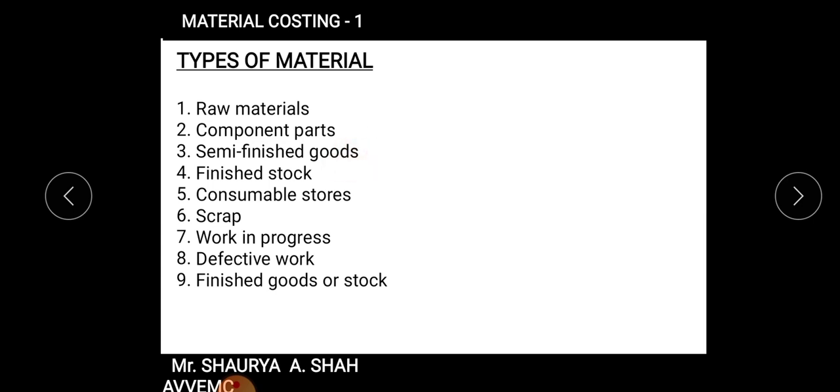Finished stock. Once you have completed all the production process and no further manufacturing is needed on that material, that is known as your finished stock, which is ready to be sold in the market.